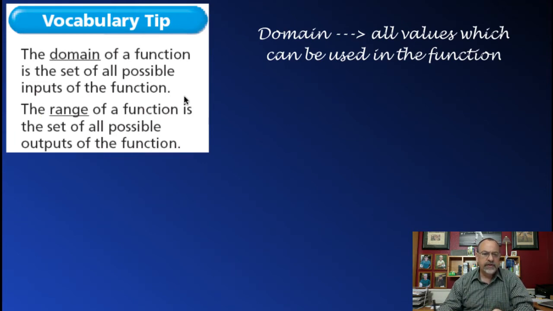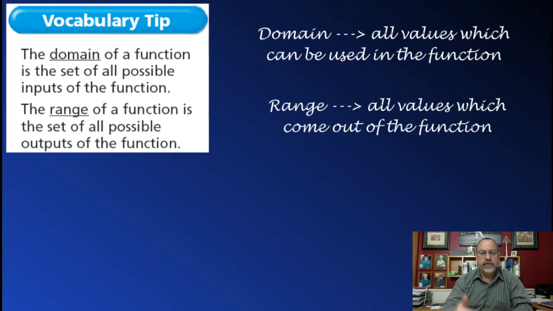The range of a function is all the possible outputs. Once we know the types of values that we're going to be putting into the function, then what kind of values are we going to be getting out of the function? Are we going to be getting just whole numbers out? Are we just getting positive numbers out, just negatives? What are the types of y values that are going to be produced from these x values that we're substituting into the machine, or into the function?